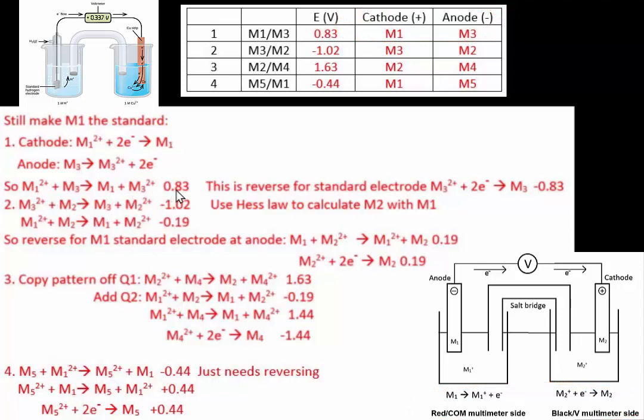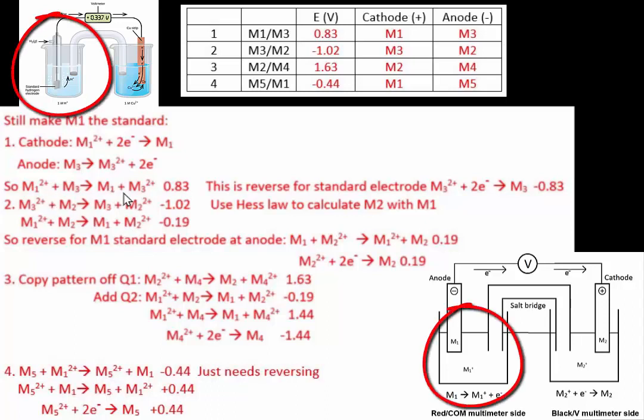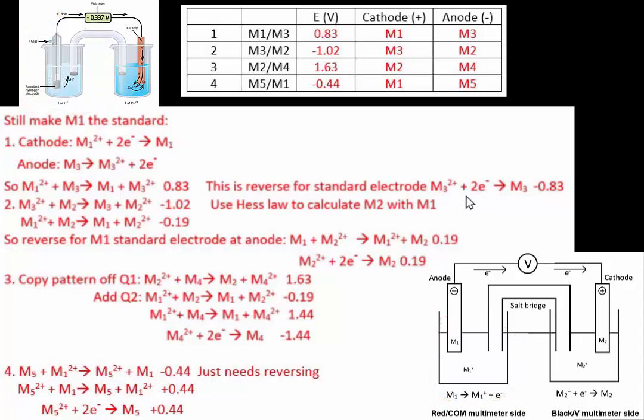It gave us 0.83. Now, because we've made M1 the standard hydrogen electrode, we need to reverse this equation, and so we get M3 in this form, and so the reduction potential for M3 is right here. And you can see that just makes life easy for you. So why wouldn't you do that all the time? You can go down to number 4 and you can see the same thing going on there. It's just in the wrong direction. So we just reverse it so that we get this reduction potential for M5. So M3 and M5 are done.